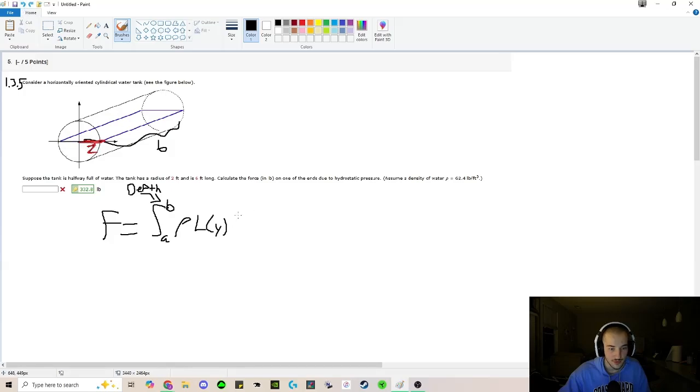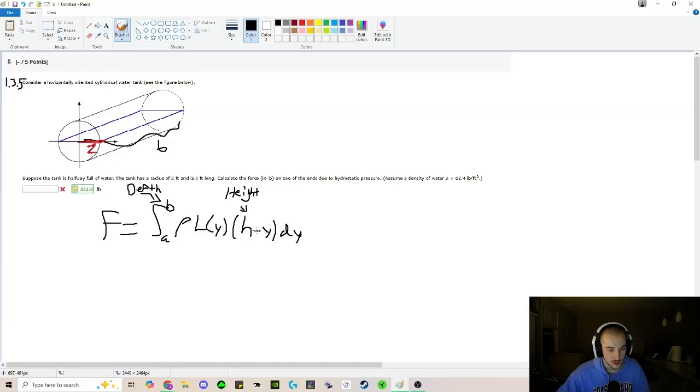And then we're going to have your depth, kind of like h minus y. So here we're going to have h minus y dy. So h here is how high it is. This is height. So let's get into solving this.